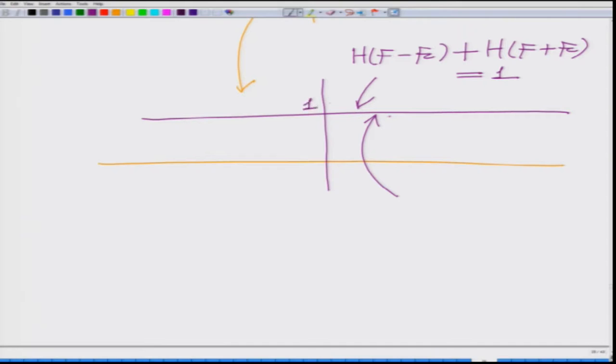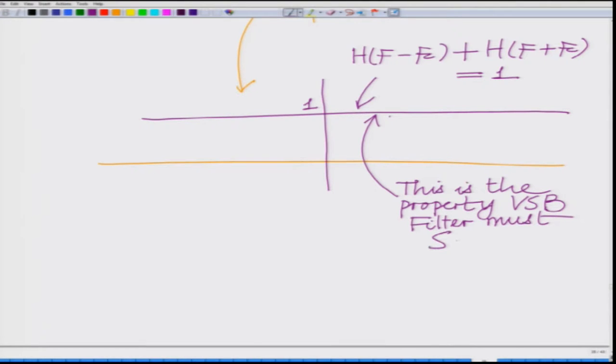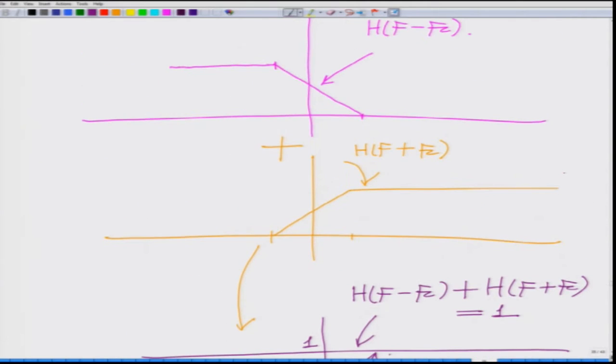So, this is equal to 1. This is the property that the VSB filter must satisfy. And you can see this property is satisfied if the VSB filter is symmetric about FC.